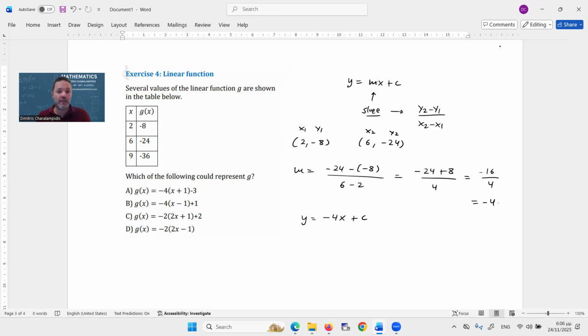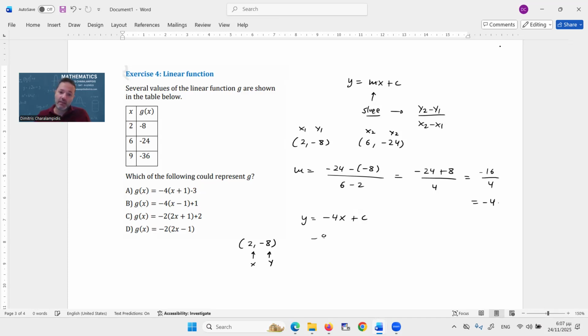In order to find c, I need to use one of its points. Let's use 2 and -8. This would be x, this would be y. A point lies on the graph of a function when its coordinates, here 2 and -8, satisfy that graph's function. So, in simple words, if I use 2, -8 and substitute them properly instead of x and y, I should end up with something that is true.